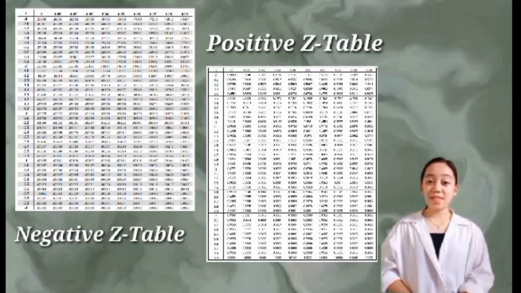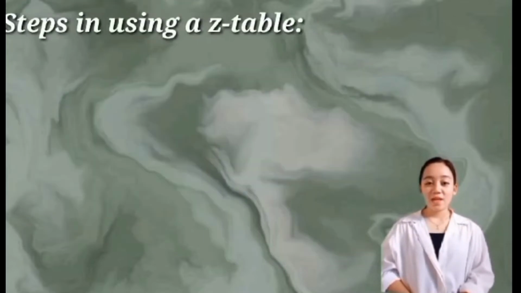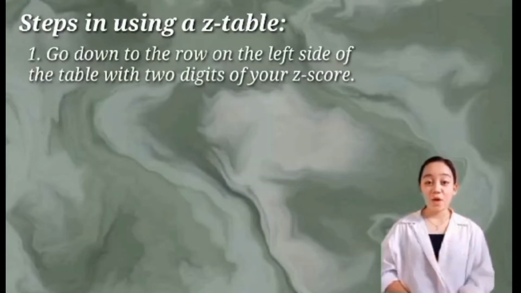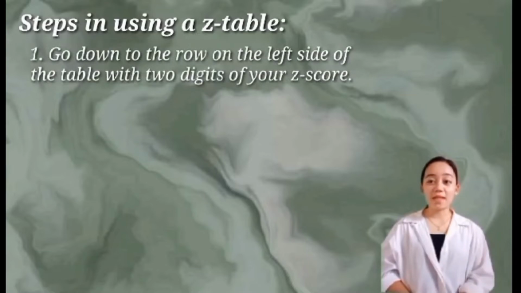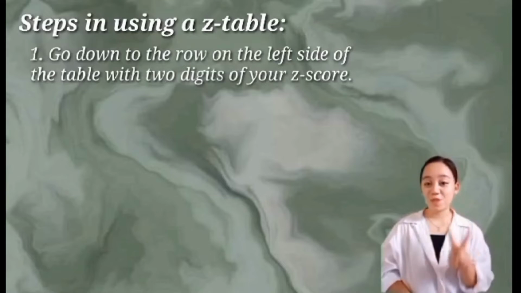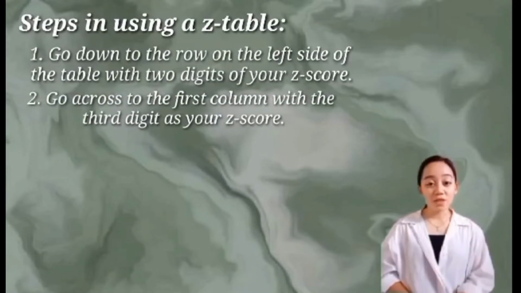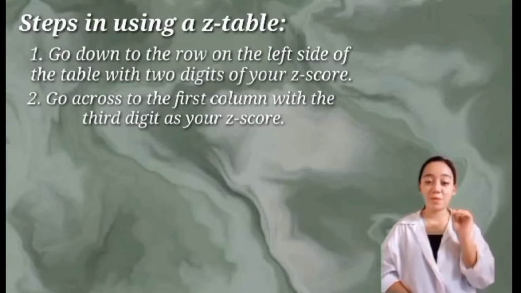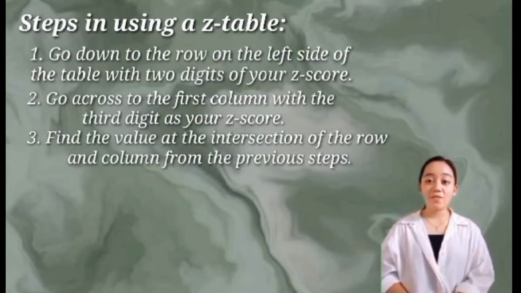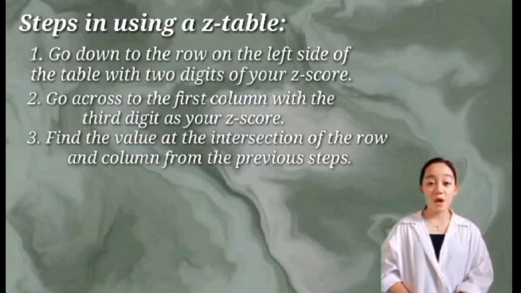So how do we use the z-table? Step number 1. Go down to the row on the left side of the table with the first 2 digits of your z-score. Step 2. Go across to the first column with the third digit of your z-score. Step number 3. Find the value at the intersection of the row and column from the previous steps.